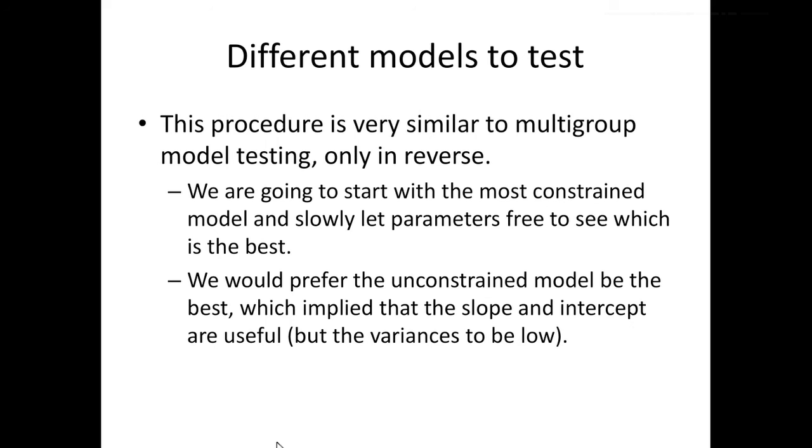That means that adding the parameters was significant and important. Okay. We would prefer, this is going to be model 4, the unconstrained model to be the best, which implies that the slope and intercept parameters are useful, but the variances are low. Especially model 3 to model 4, because model 3 is a random slope and model 4 is an estimated slope. So you really want your slope parameter to be significant, because that's the point of these models, is to have a significant change over time. So to me, that's the most important piece of where we're going, is to have the slope parameter be significant.